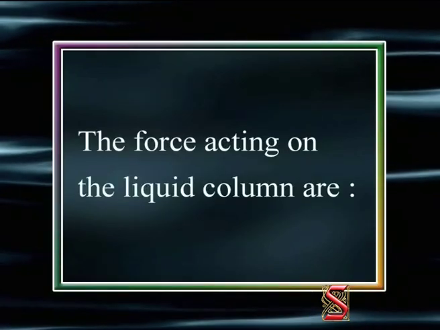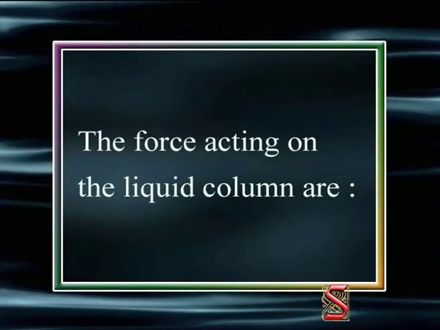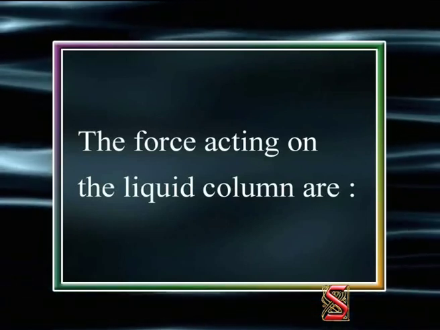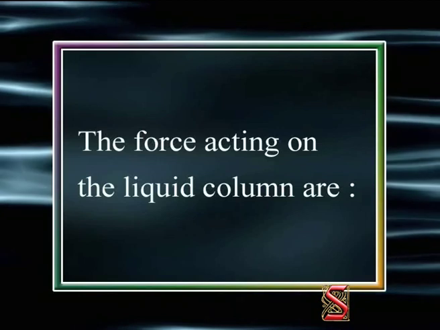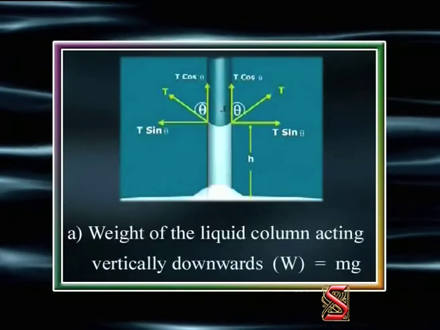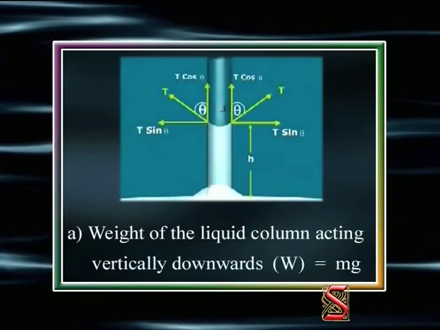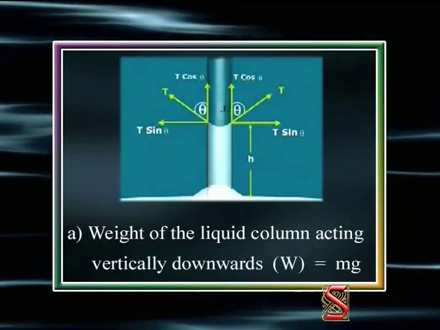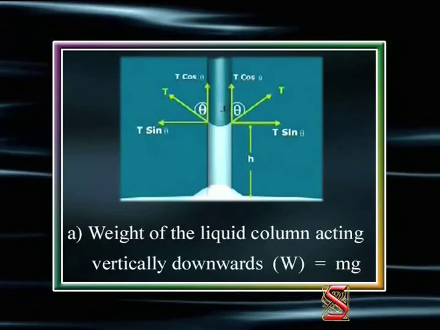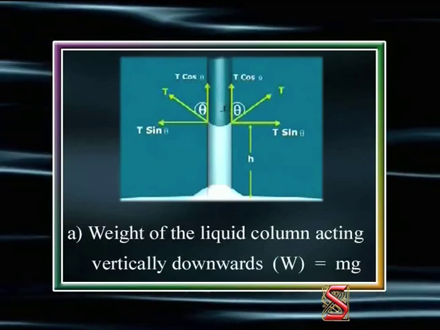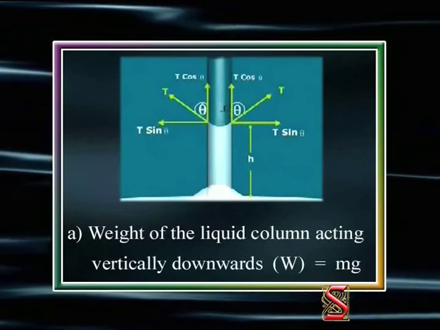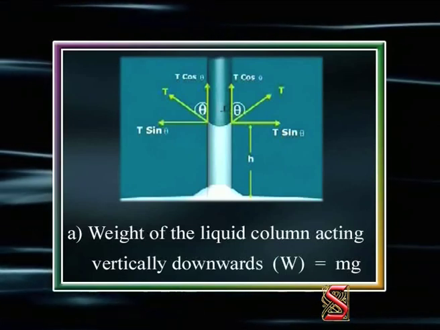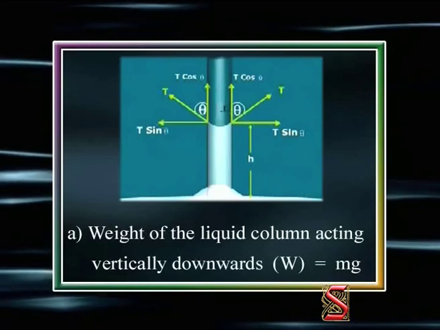Now, we are going to determine the forces in the equilibrium position independently like this. First, the weight of water, always acting vertically downwards, is equal to mg. The weight W is equal to mg. Let us take m later.